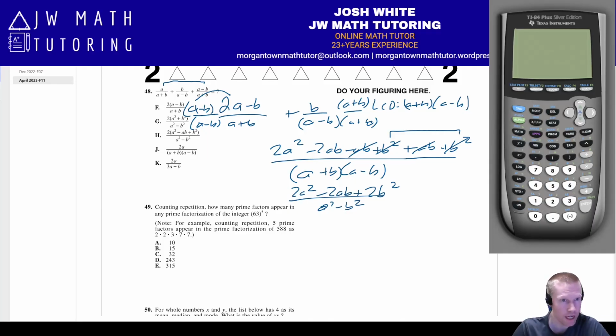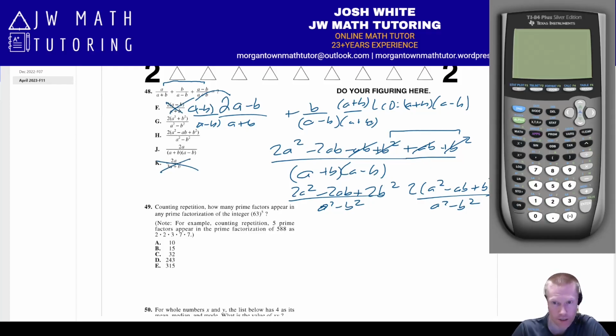So now let's go look at some of the answer choices here. On the top, you can factor out a 2, but I don't believe you can factor it any further after that. So the bottom's going to have a squared minus b squared or (a plus b)(a minus b), either one of those. So, okay, this is obviously wrong.